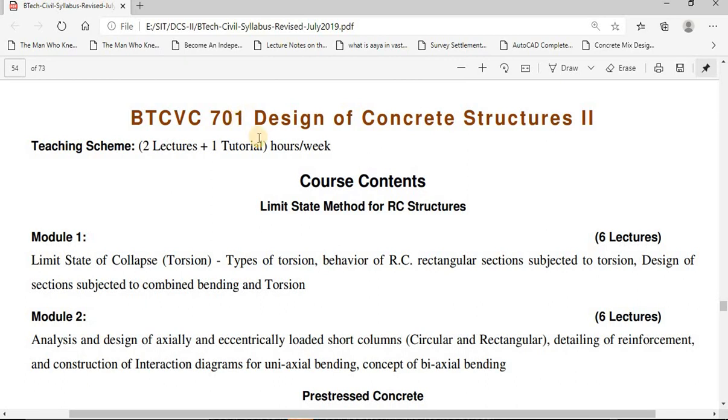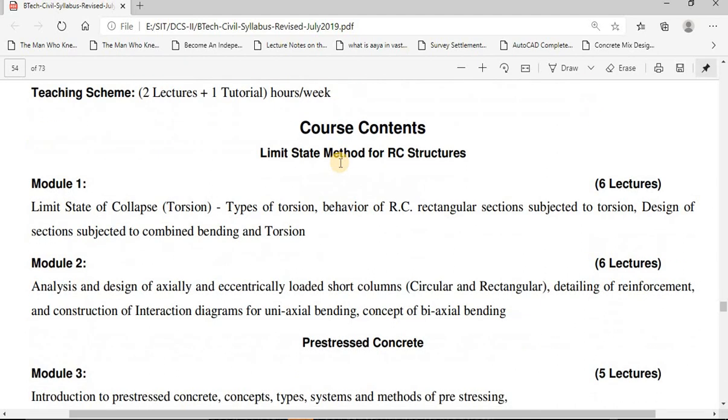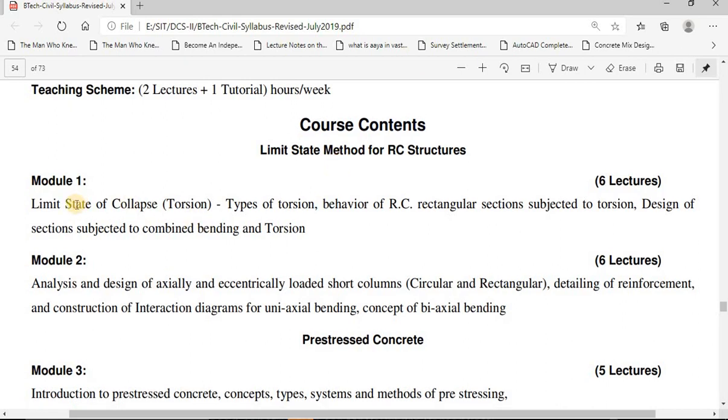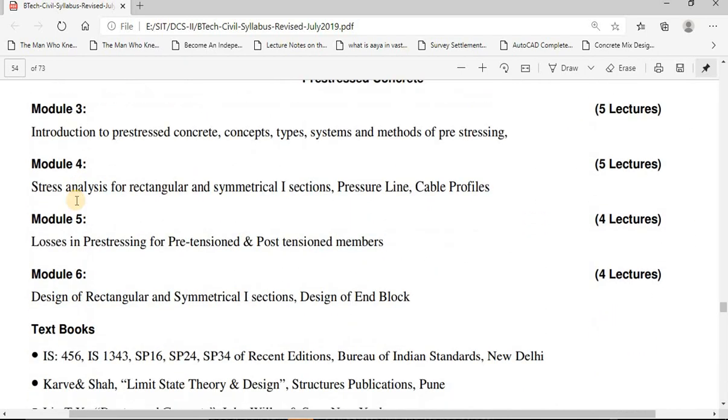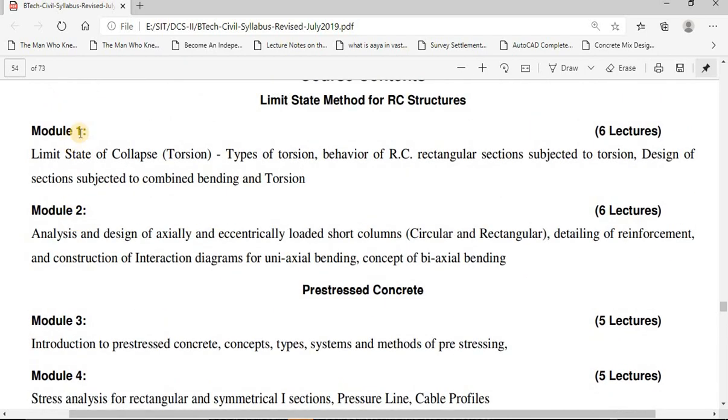So in this semester I am going to deal with design of concrete structure 2 for final year students. This course is having 2 lectures plus 1 tutorial per week. In this session I am going to discuss briefly about the syllabus which is there in the subject. You can see this subject contains 6 modules. In the first module, we are going to study the limit state of collapse.